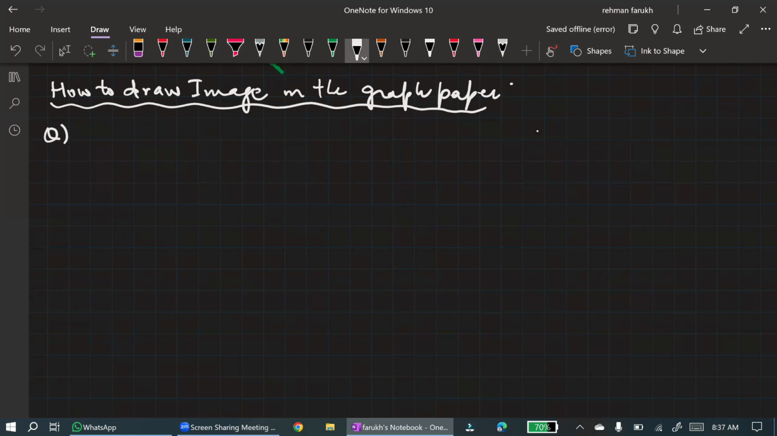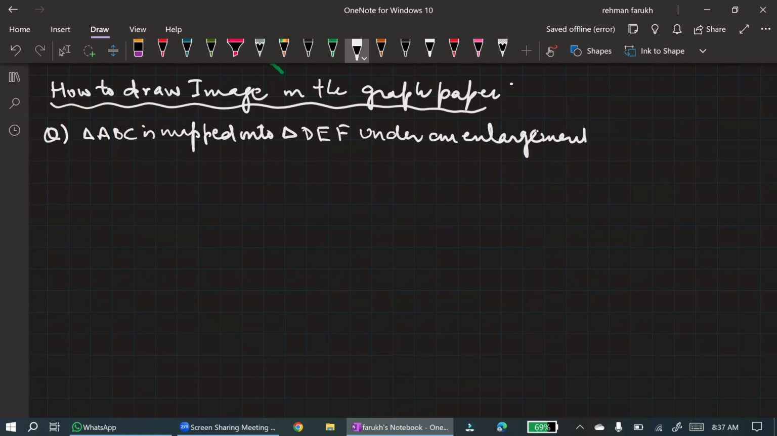The question is triangle ABC is mapped onto triangle DEF under an enlargement. Scale factor -2, center 2 and 2.